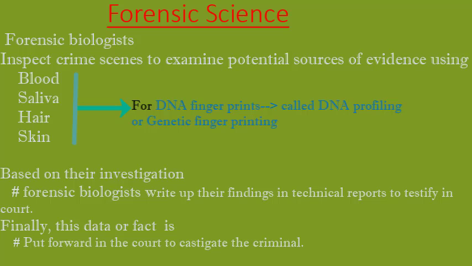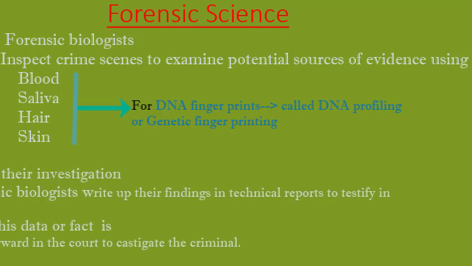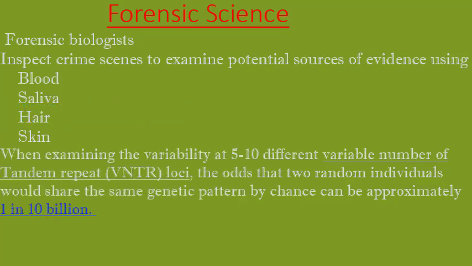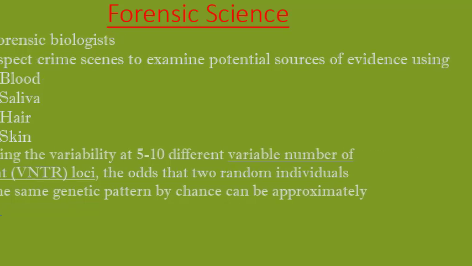These days, bioinformatics is widely accepted in the field of forensic science with the help of computational tools. And this bioinformatics has made it quite easier and more reliable to gather evidence regarding a particular crime scene. When examining the variability at 5 to 10 different variable number of tandem repeats, or VNTR, the odds that two random individuals would share the same genetic pattern by chance can be approximately 1 in 10 billion individuals.